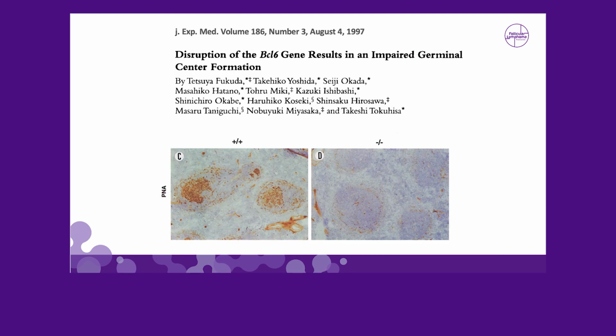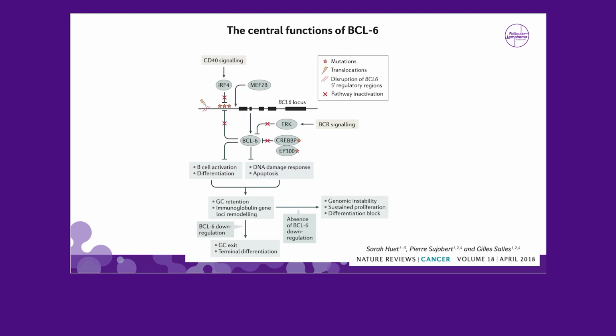Here you see the knockout of BCL6. When there is no BCL6, there are no germinal centers. And BCL6 is regulated by a variety of mechanisms, mutations, epigenetic regulation, etc. Its main function, this is a transcription factor that acts mainly as a repressor. And it can repress the expression of many genes. I won't mention all of them. I'll mention only two types.